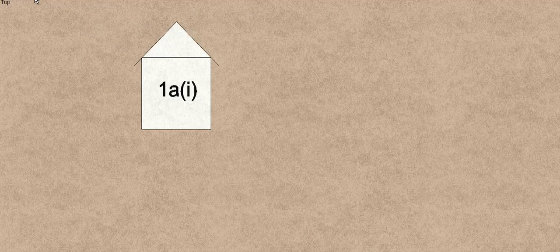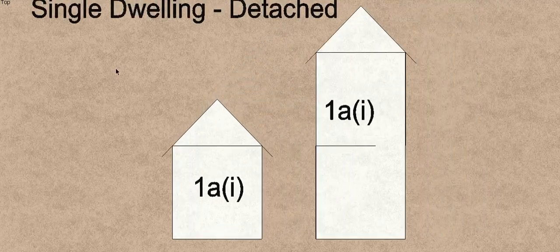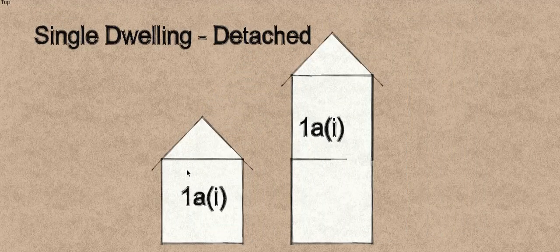We'll start at class 1, and it's broken up into two areas, class 1A and class 1B. In class 1A, there's two different building types, if you like. Class 1A1 is your single detached dwelling, whether it's single story or two story. So standalone, one owner, one occupier, detached dwelling. That's 1A1.